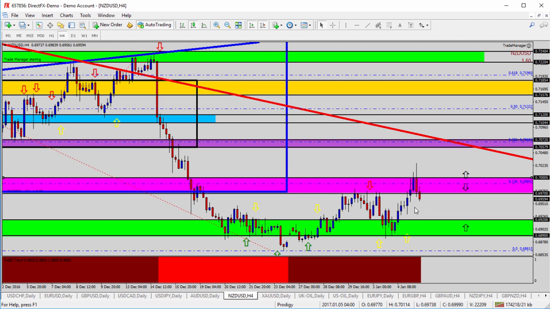That's what I'm looking for, the sell on the rally back into the pink zone, or just touching the pink zone one more time, and targeting back down to the green zone or lower for the New Zealand dollar today.